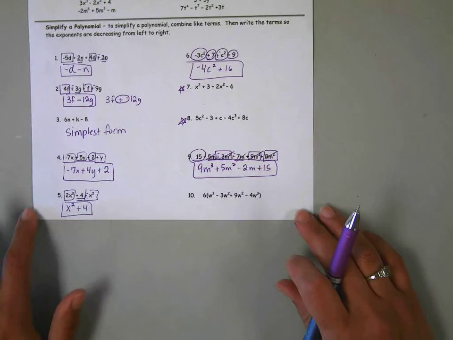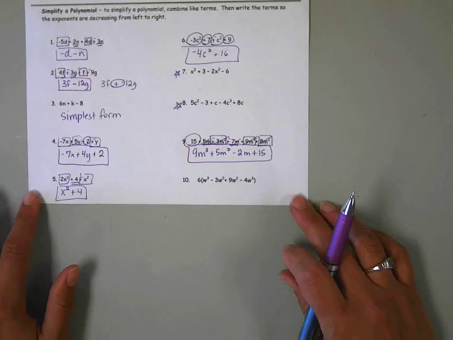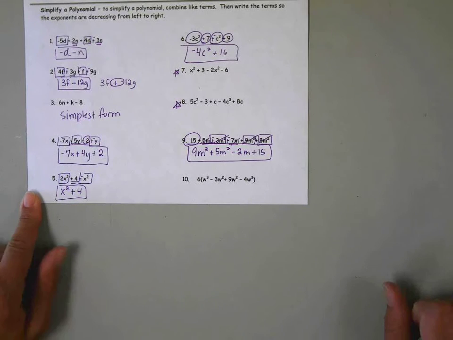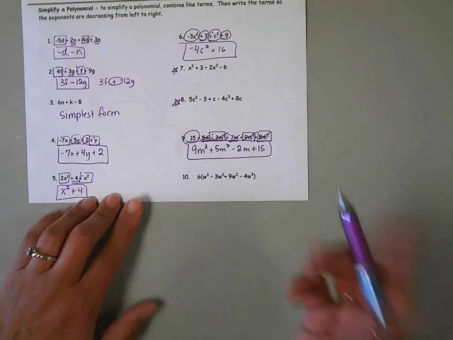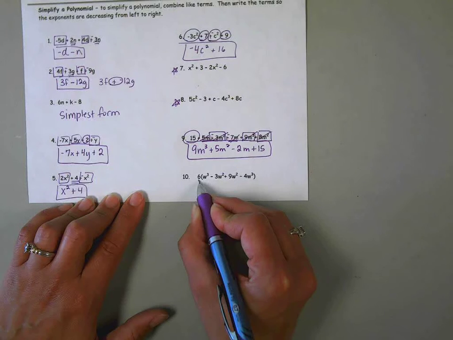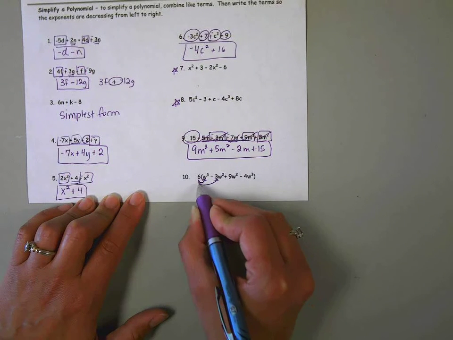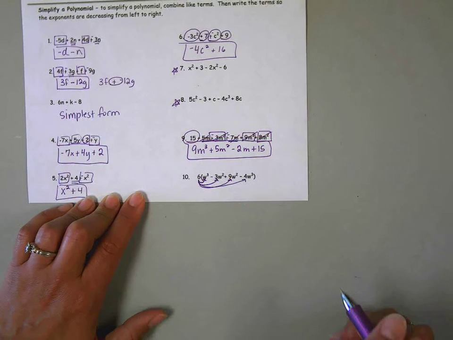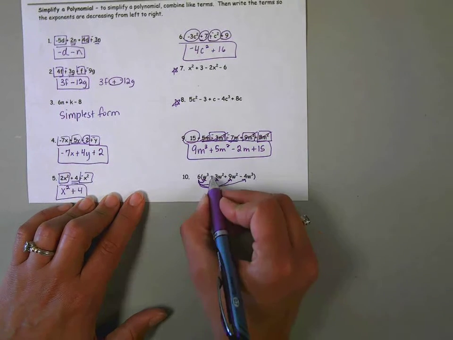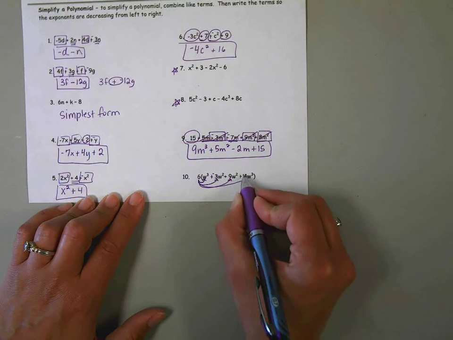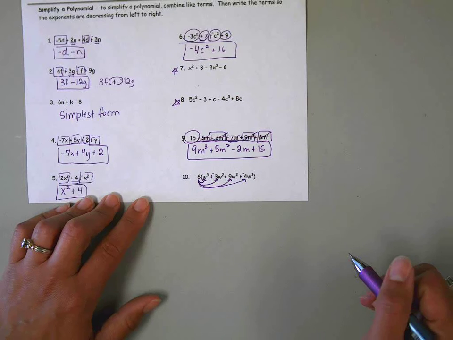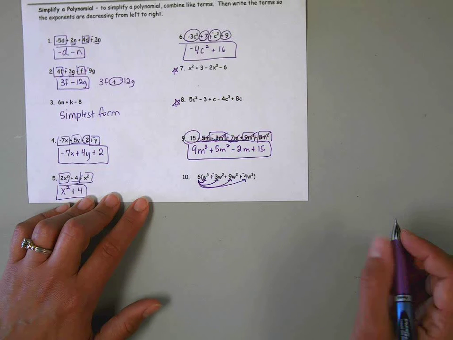Now the last one that we're going to do is number 10, and we're going to use the distributive property. We learned this earlier in the year, but just as a refresher, remember that we multiply whatever's outside the parentheses by everything inside the parentheses. Okay? And I'm going to go ahead and change this to the additive inverse. We're going to add the negative just to keep me organized with my multiplying.